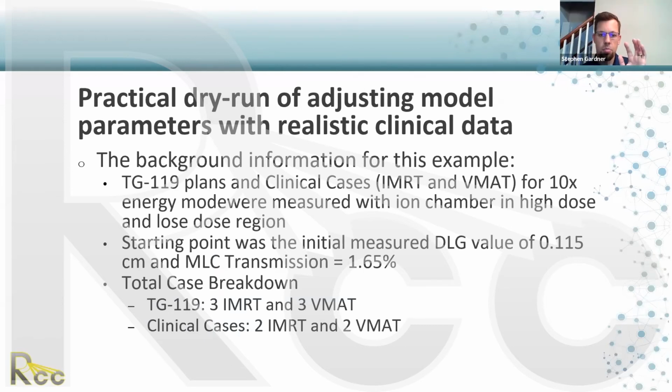So I'll just go through a practical dry run. This is real clinical data. The starting point was just the measured DLG value of 0.115 cm and 1.65% for MLC transmission. This is a 10x energy using IMRT and VMAT. We have 3 TG119 cases for both IMRT and VMAT, and 2 clinical cases for both of those. So in total, 10 cases that we're using to validate the MLC parameters.